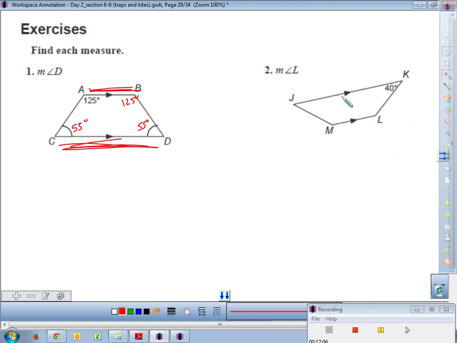It's got at least one pair of parallel sides, but it doesn't have base angles equal, or they didn't tell me that these legs were the same. That's another way that you can see in a picture if it's an isosceles trapezoid, but they didn't have that, so this is just a plain old trapezoid. The only thing we can find is the consecutive angles between parallel sides being supplementary, so that has to be 140 degrees. And that's it. That's all we can do for that one.